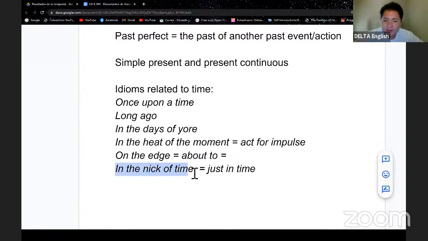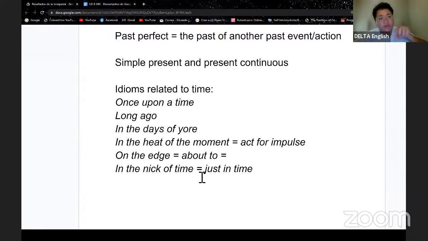In the nick of time. In the nick of time means something that happens just in time, justo a tiempo, right? But this expression in the nick of time also means that for a few seconds, right, you wouldn't have done it, right? It's like when you say por un pelo de rana calva, ¿no? Casi no logro llegar al aeropuerto, right? So you say in the nick of time. So it means something that you did just on time, but with a very short time. That's in the nick of time.